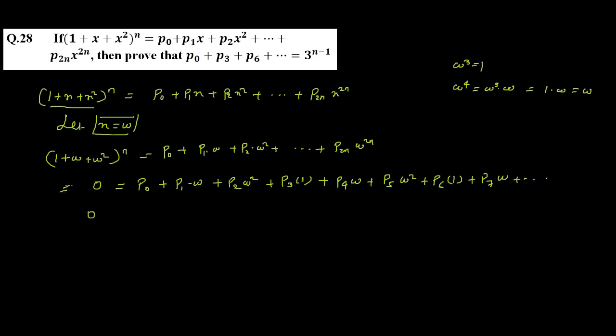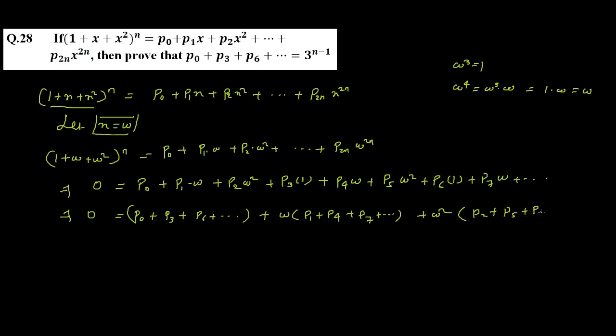So let's rearrange. The constants we have are p naught, next p3, next p6. In the same way, the omega terms: taking omega common, p1, p4, p7, plus omega square common if I am taking, p2, p5, p8, it will continue.